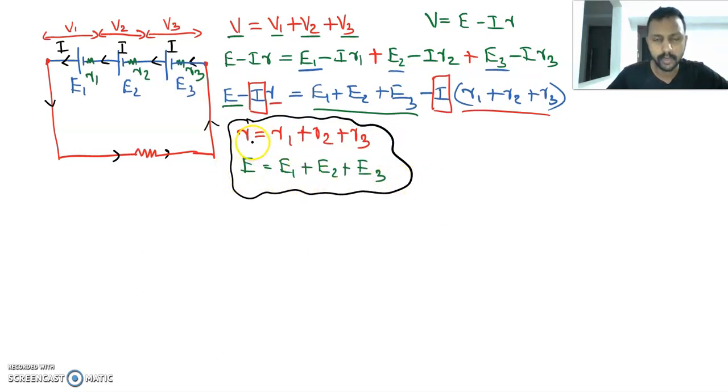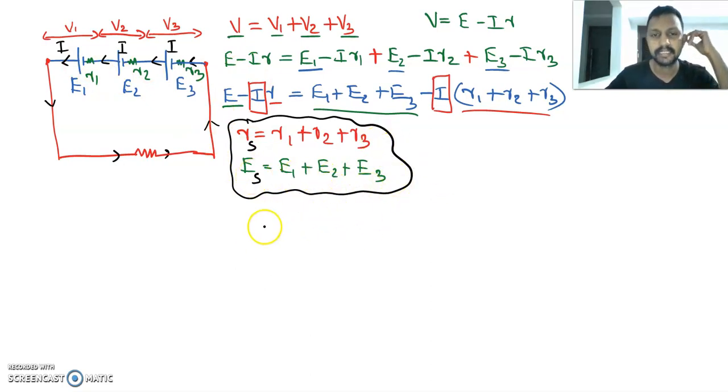What is small r? Small r is the total internal resistance in series. Therefore, I could write Rs is equal to R1 plus R2 plus R3. What is E? It is the net EMF of the combination of cells. Let me write Es, because it is a series combination. The total EMF in series combination, Es, is equal to E1 plus E2 plus E3.